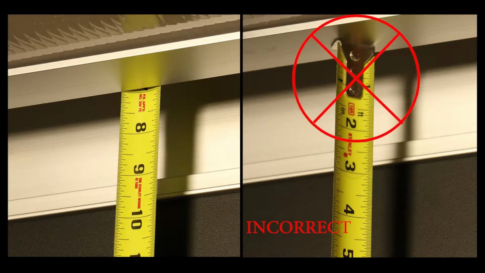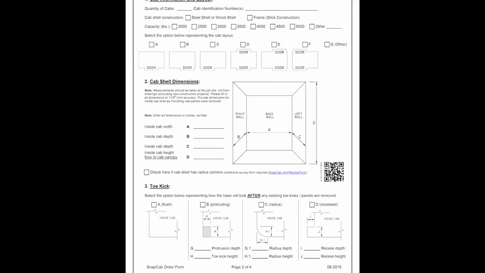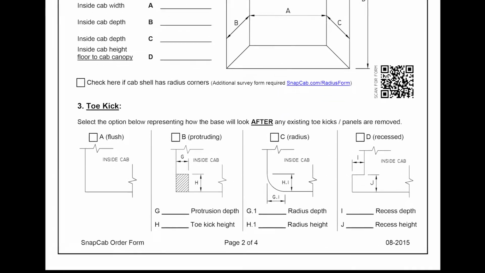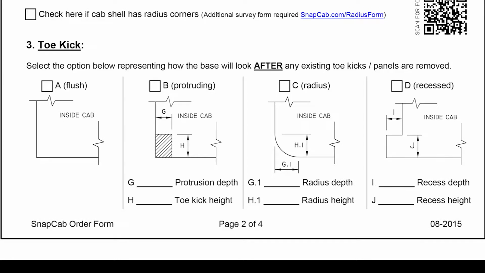The overall inside cab height can affect the height of the new wall panels, therefore be sure to measure from the cab floor to the canopy, not to the drop ceiling. Toe kick. When completing this section, be sure to select the option that represents how the base will look after any existing toe kicks and panels are removed.